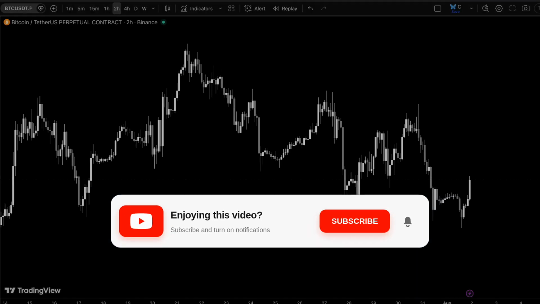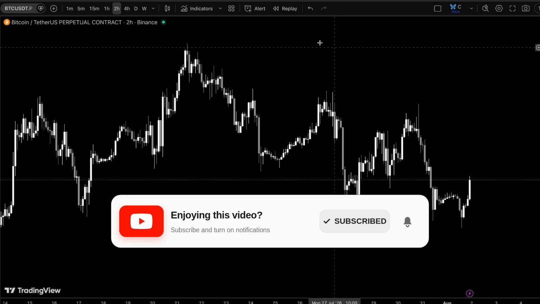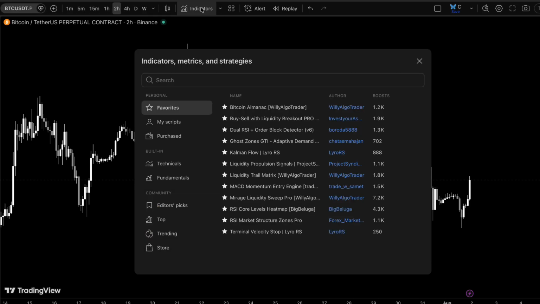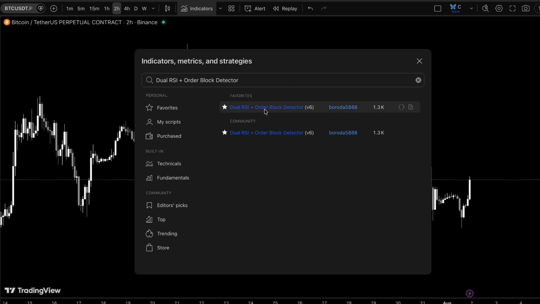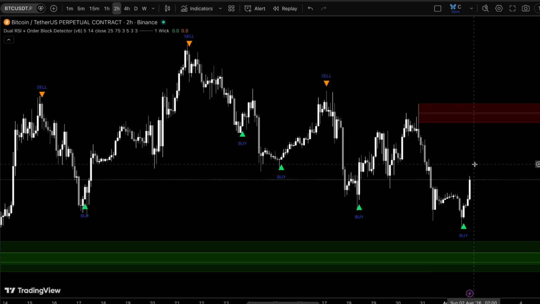To find it, open TradingView, choose Indicators, and search for Dual RSI Order Block Detector. Open the script, check the name, then add it to your chart. Now, let's break down what it is actually checking before we give any arrow too much credit.